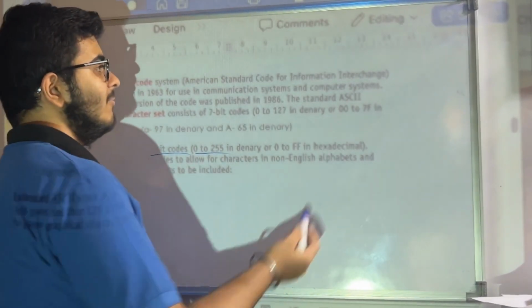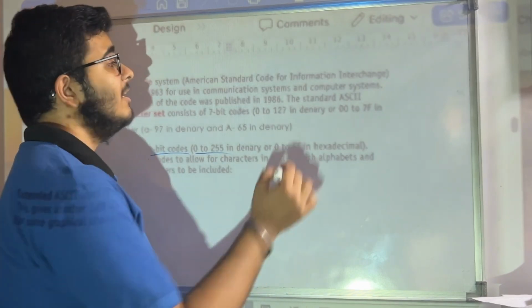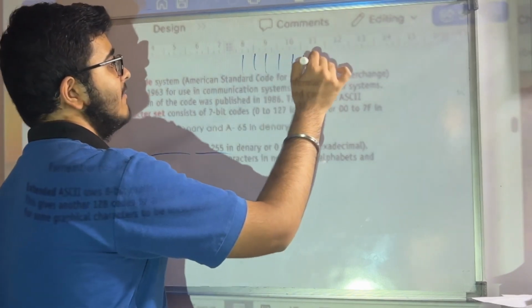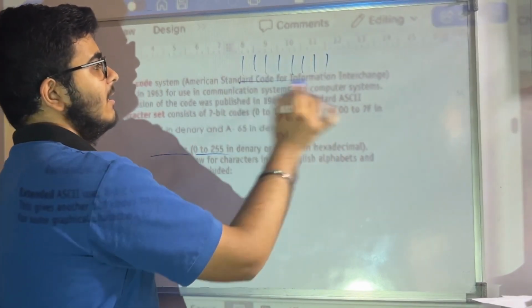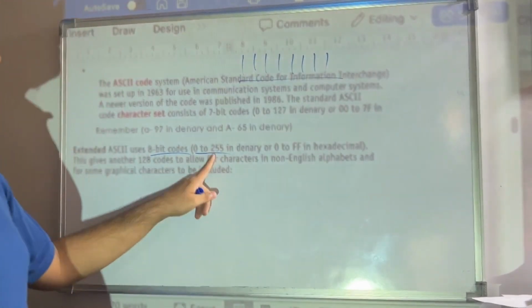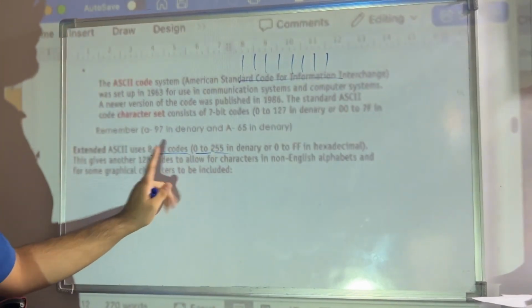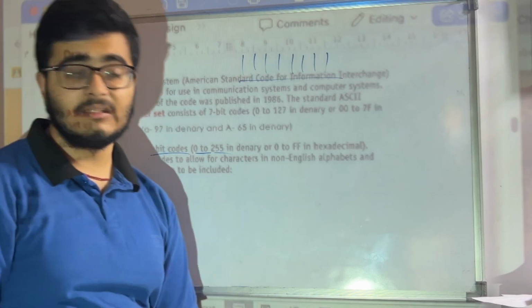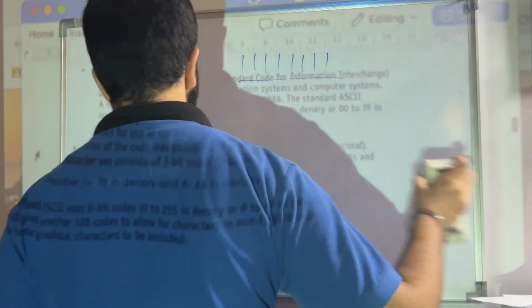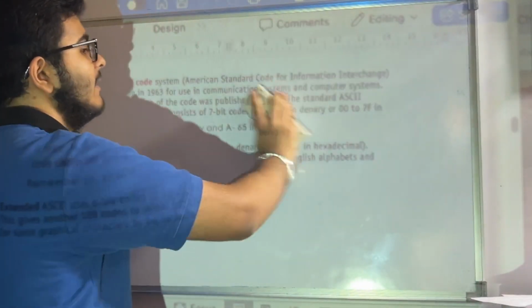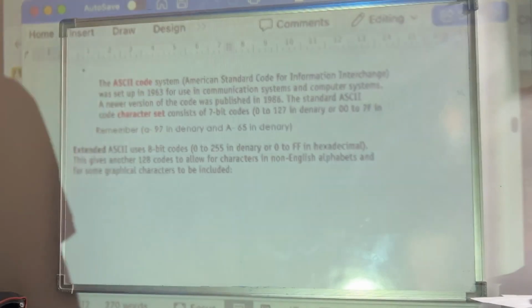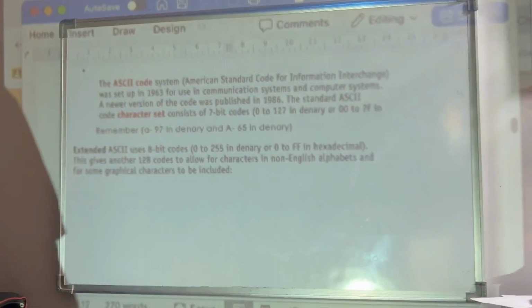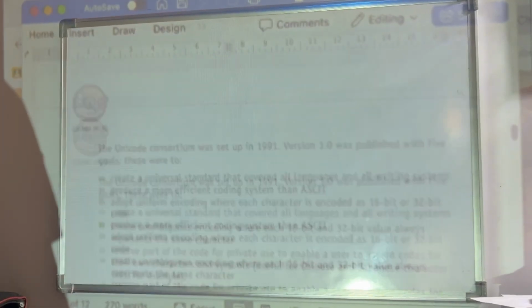So what is the maximum 8-bit binary number? 1, 2, 3, 4, 5, 6, 7, 8. This is the maximum 8-bit binary number. If you convert it to denary, it will be 255. So it can store 8-bit binary numbers, 0 to 255 in denary, right? This is what you need to know for extended ASCII. That's it. Nothing else you need to know. This is all extra information given in the book, right? You're going to ignore that.